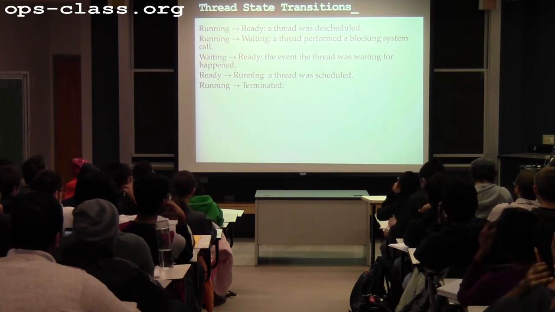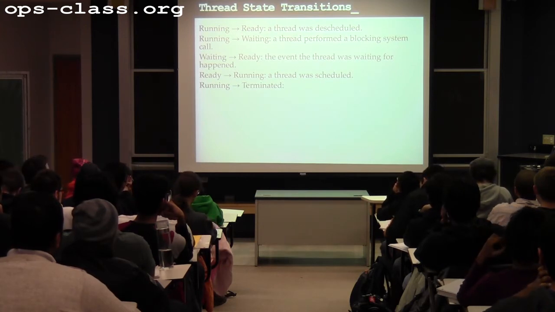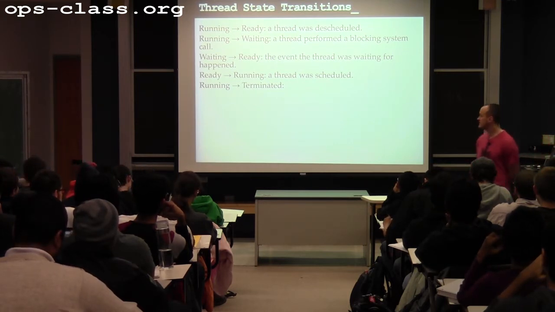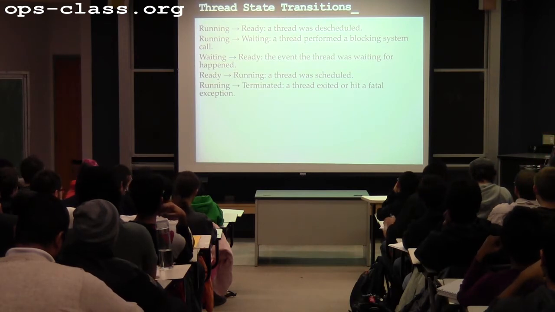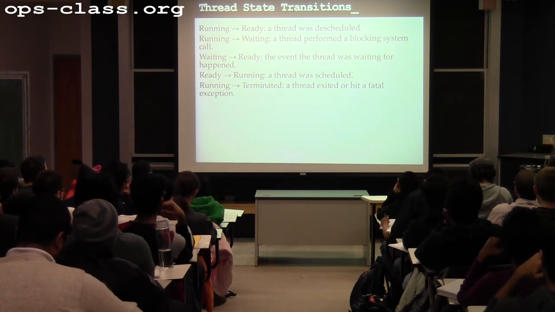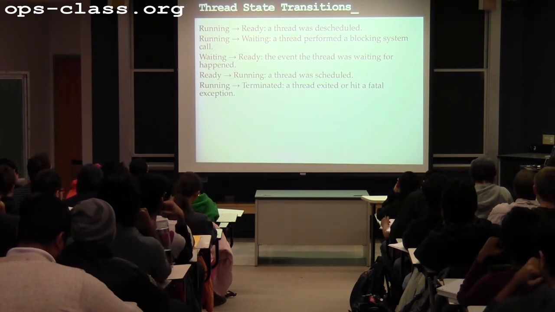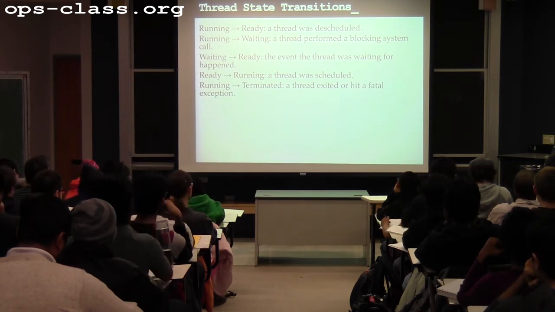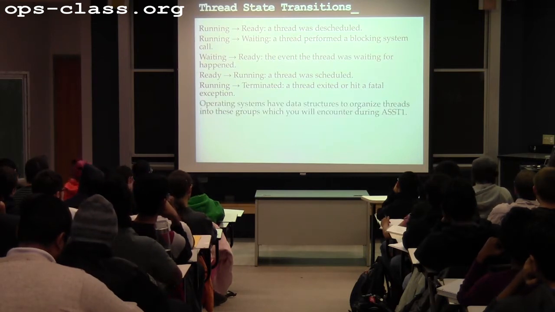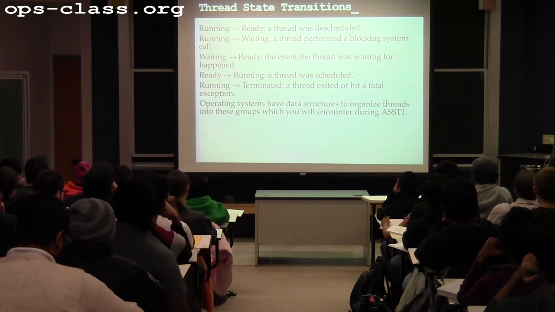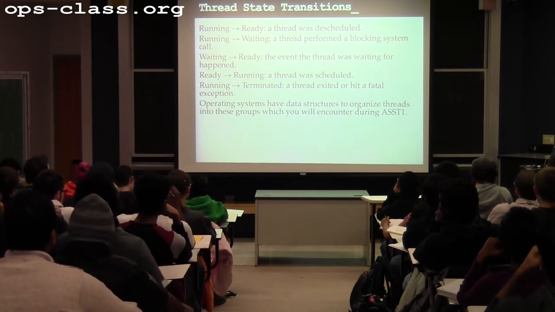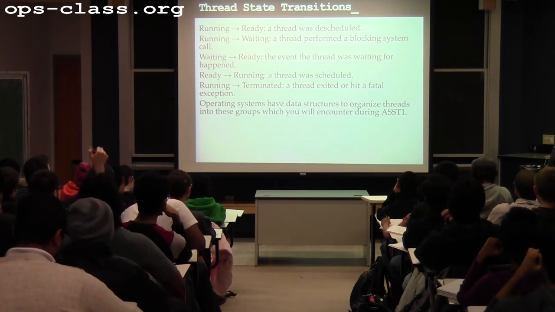And what about here, running to terminated? This indicates that the terminator has arrived in your operating system, right? Yeah, either it exited, which is something that threads can do, right? Or it hit some sort of exception, right? And to some degree, thread exit and process exit are kind of related. If I have multiple threads, I can allow those threads to exit without exiting the process. But if those threads hit an exception, the whole process may be terminated as well. All right. And if you guys have started assignment one, you've probably seen some of the data structures that OS-161 uses to organize threads into these different groups, right? Because these groups are important when I do scheduling.